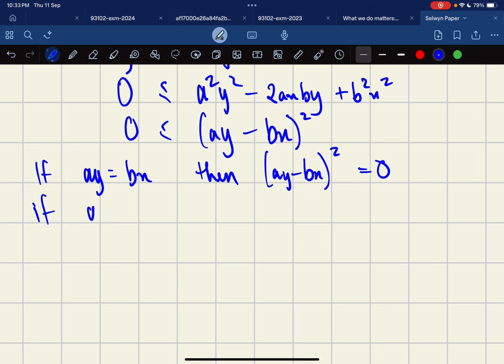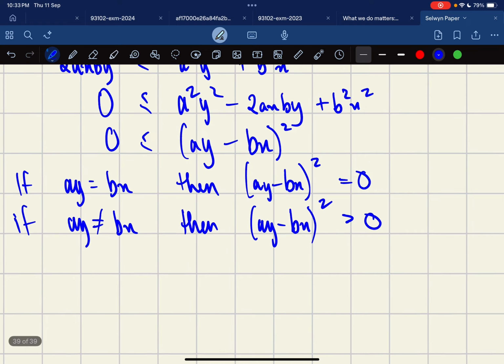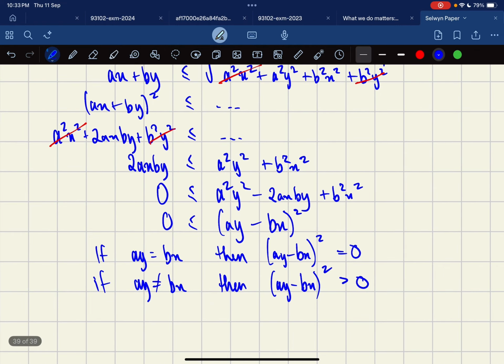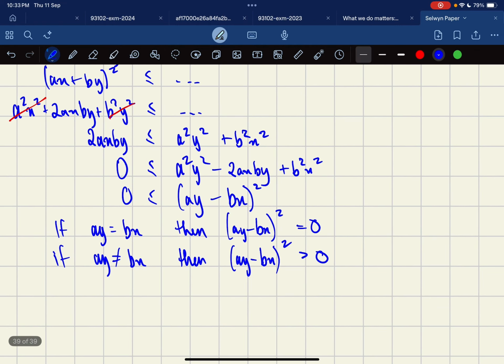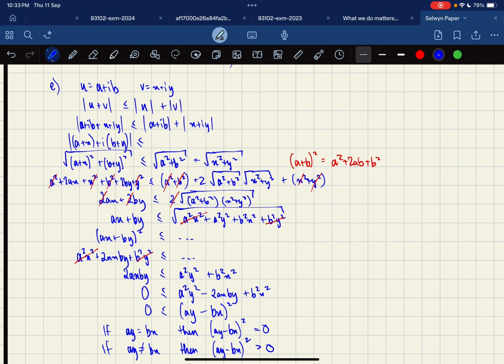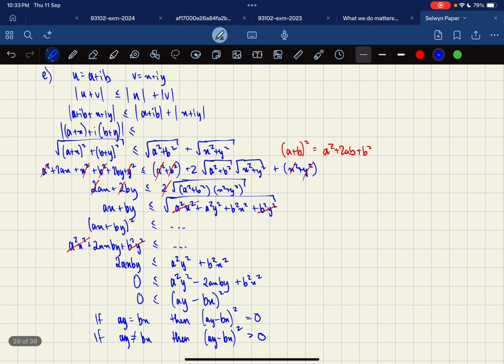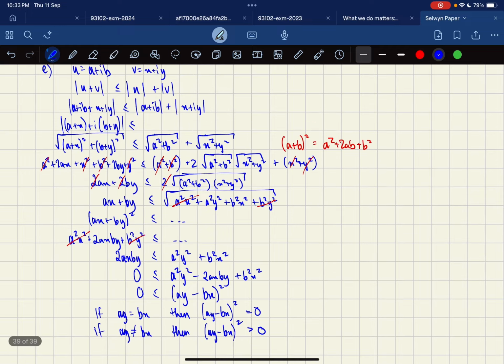But if ay doesn't equal bx, then this expression ay minus bx is going to be the difference between two numbers, and regardless of whether the difference between them is negative or positive, it's always going to be greater than 0 because it's a squared number. The square of any number is always going to be positive, and so any combination of a, y, b, and x is going to satisfy this inequality, and so therefore it is always true. And so we have solved that this is true. Well, this is proof, I guess. Okay, and that's that question.